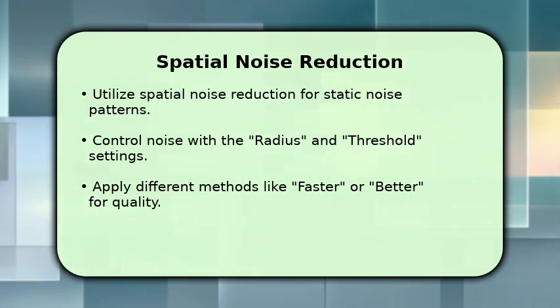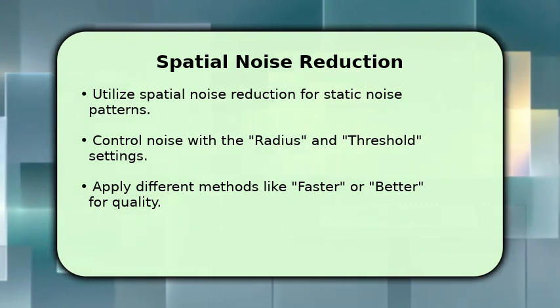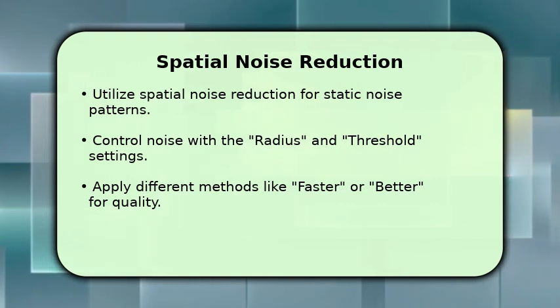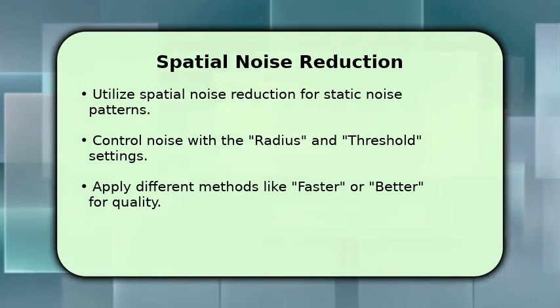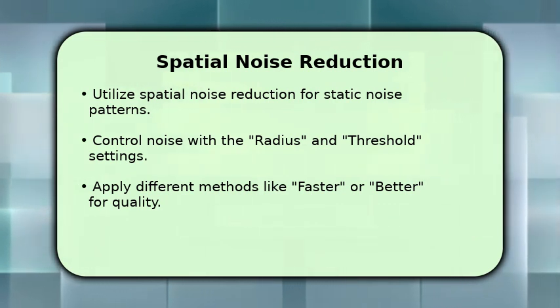Begin by setting the radius to a small value, like 0.5, and then slowly increase the luma threshold to around 10 or 15. Experiment with the method options, choosing better for higher quality if your system can handle it. This helps smooth out grain.